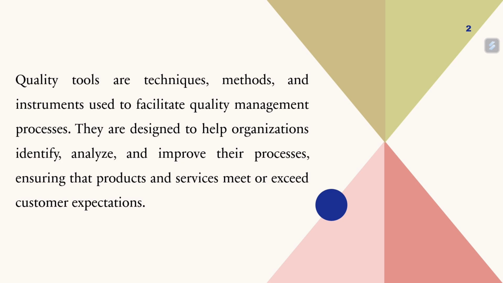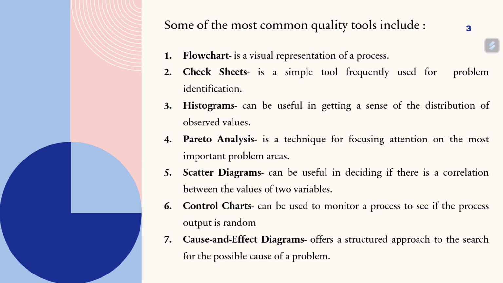Next, some of the most common quality tools include the flowchart, check sheets, histograms, Pareto analysis, scatter diagrams, control charts, and last is the cause and effect diagrams. So, flowchart is a visual representation of a process. As a problem-solving tool, a flowchart can help investigators in identifying possible points in a process where problems occur.